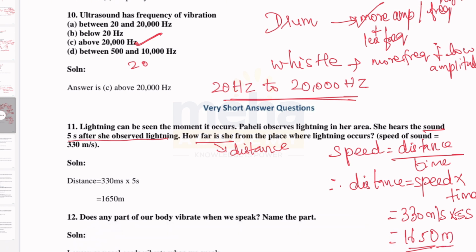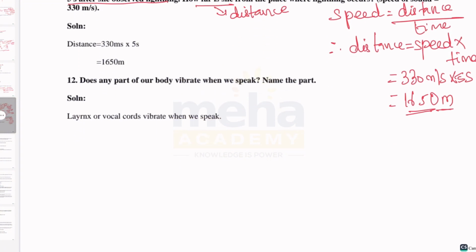Next question. Does any part of the body vibrate when we speak? Name the part. Sure, yes. One of the parts of the body is going to vibrate. Name the part. That part is called the vocal cord or the larynx. So when we speak, the vocal cord is going to vibrate.